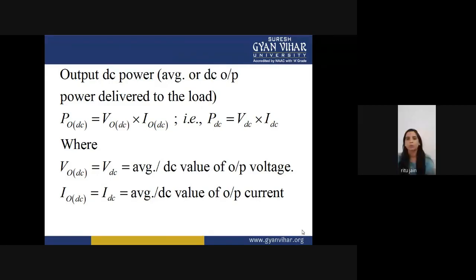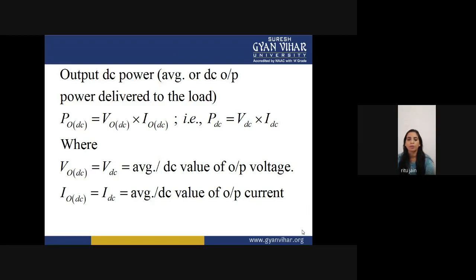Power delivered to the load, that is your output DC power. We have already derived the formula of output voltage and output power. So the average or DC output power delivered to the load, P output DC, is equal to V output DC into I output DC. So DC output power is equal to voltage DC times IDC, where V output DC is the average DC output voltage, and I output DC is equal to IDC, that is the average or DC value of output current.